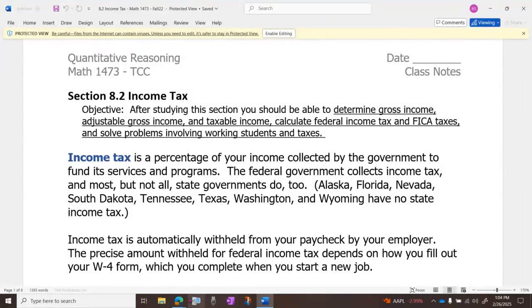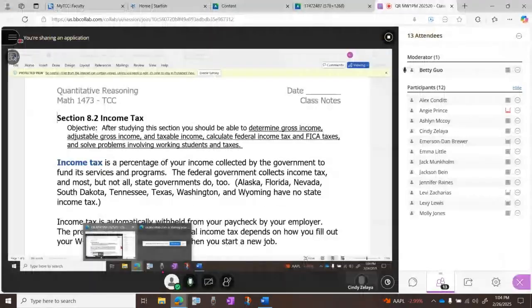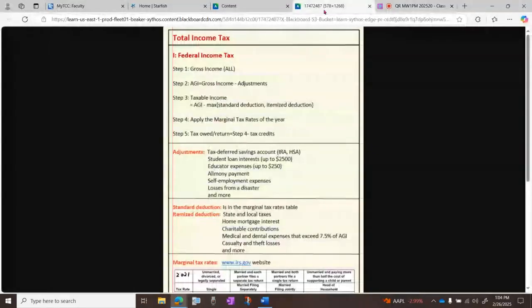All right. Look at my note here. See, how do I make it bigger?